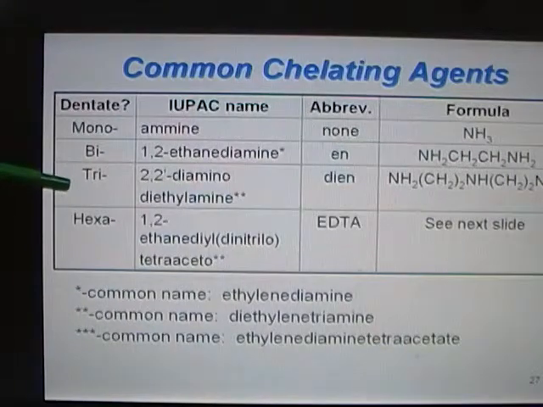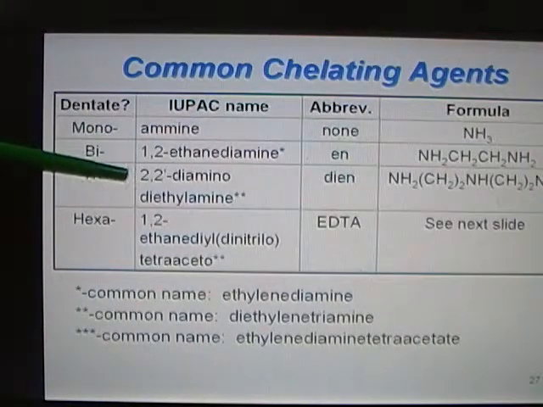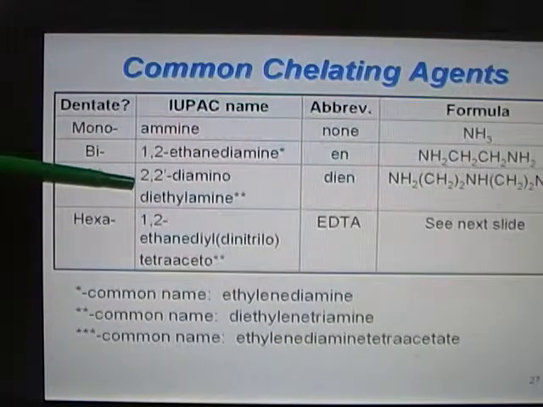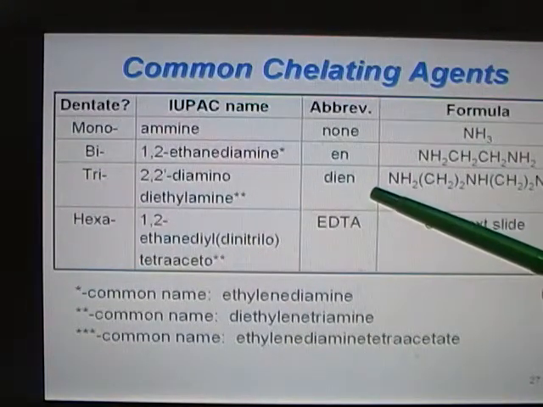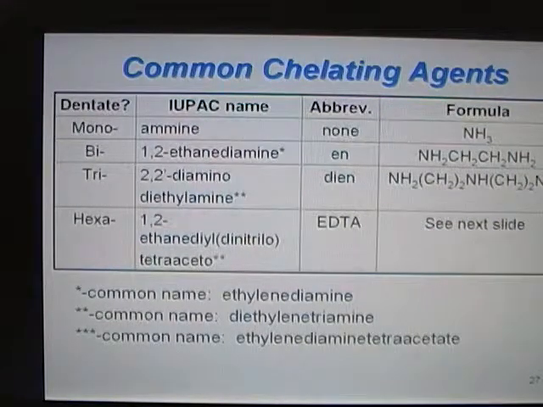We also have a tridentate ligand. That means the ligand has 3 atoms that can coordinate to the transition metal cation. The common name of the tridentate ligand is diethylene triamine. Its systematic name is 2,2'-diamino-diethylamine. Its abbreviation is DIEN, and its formula is NH2, CH2, NH, CH2, NH2.